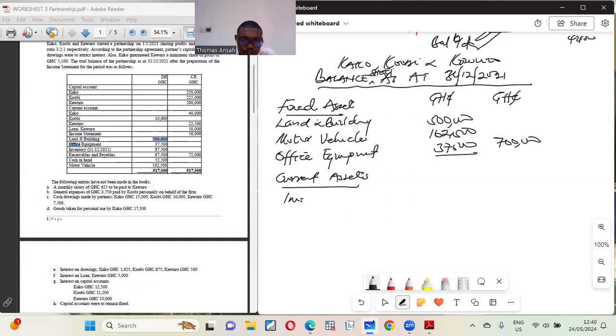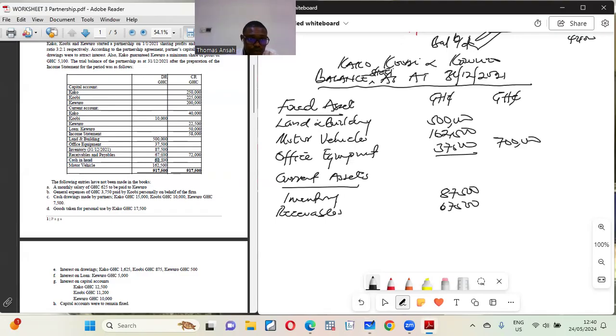I saw inventory, so the closing inventory, this is it, 87,500. That is what I have. Receivables are there, and that is 67,500. Then what else? Cash in hand is also there.